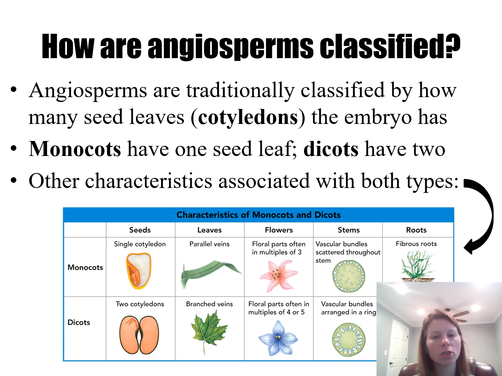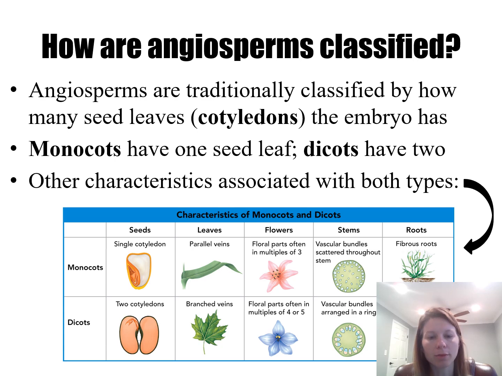So angiosperms are classified traditionally based on whether they have one or two cotyledons, which are seed leaves. And we know now that that's not the best way to classify them based on genetic evidence, because dicots technically are a couple different lineages evolutionarily, but I think for the purposes of this class it's perfectly fine to just say monocot or dicot. So the monocots have one seed leaf, they have parallel leaf veins.